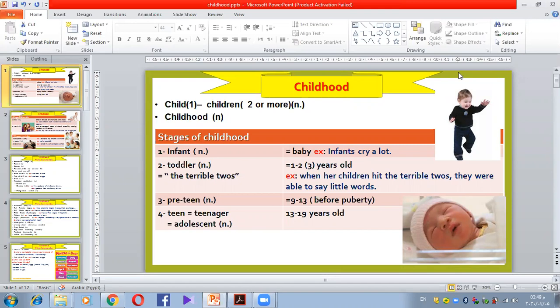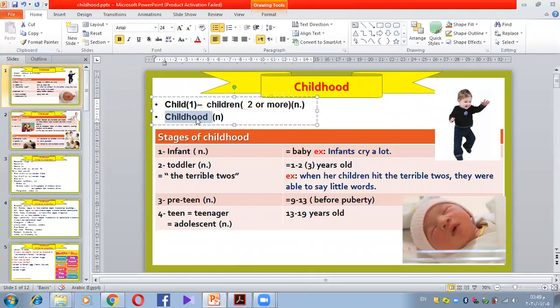Okay, our session today is really nice. It talks about childhood, our childhood, or if you have kids, the childhood of your kids. So what is meant by childhood? Childhood comes from the word child. Child means just one kid. Children is the plural noun, two or more. Childhood means the period of time when you were a kid, when you were young.